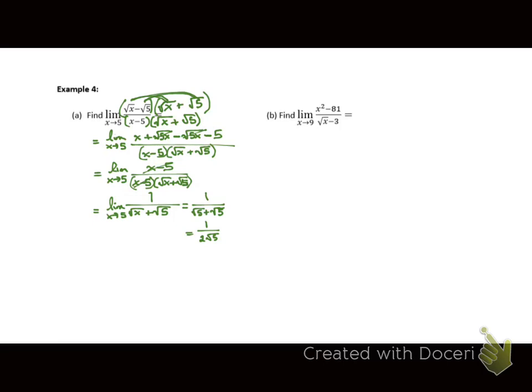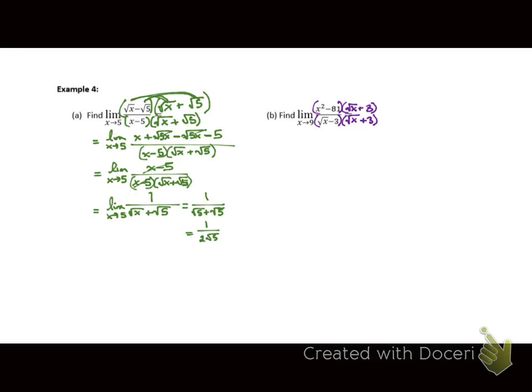All right, let's do the same thing for part B. We're finding the limit as x approaches 9. 9 squared minus 81 is 0. The square root of 9 minus 3 is 0. So we're going to do the same thing. And we're going to remember, we're going to use the conjugate with the one that has the root because that's what's going to make it go away. So we're going to multiply by the square root of x plus 3 on the bottom and on the top.